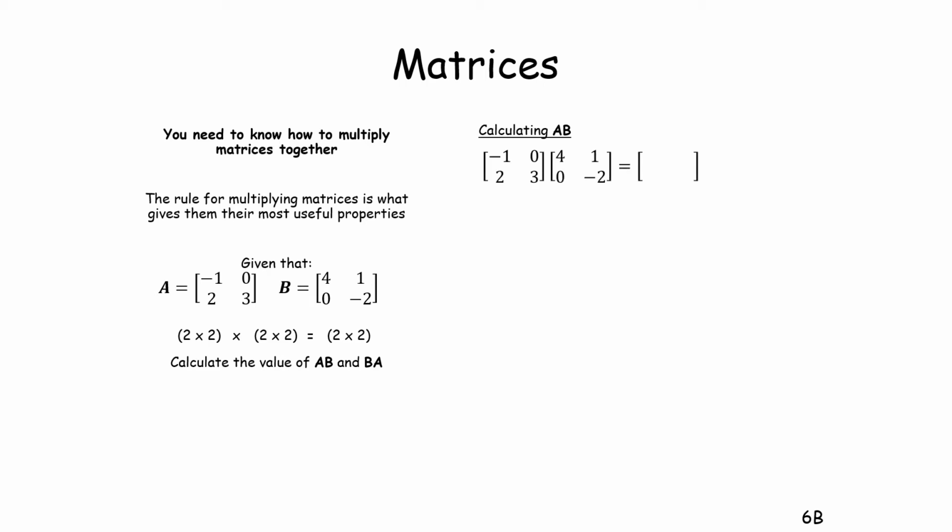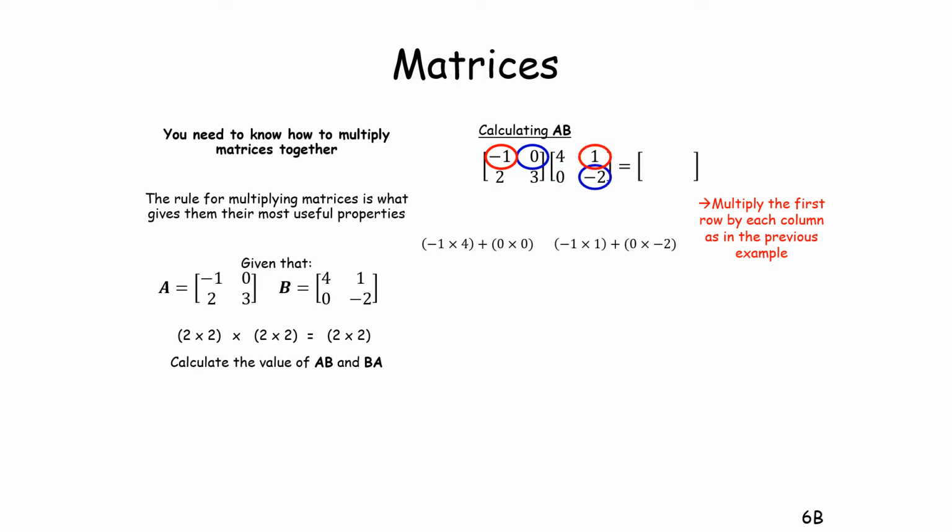So let's have a look at multiplying A and B. You guys pause the video and have a go at this. To do this, you look at the first row, where we have minus 1 and 0, and we need to multiply by the first column. So you will do minus 1 times 4, and then 0 times 0. That will give us the first value that will go in here. Then we move on to the first row with the second column. So you do minus 1 times 1, and then 0 times minus 2.